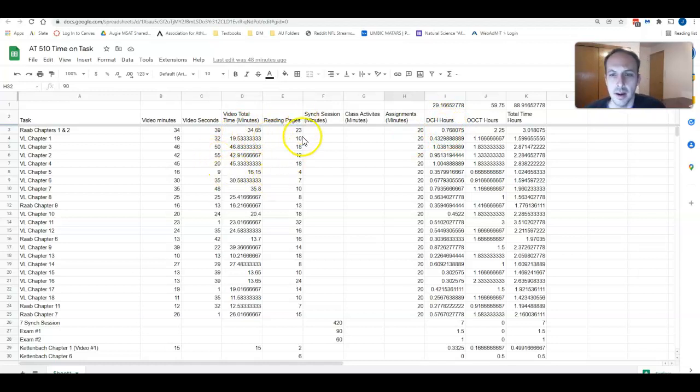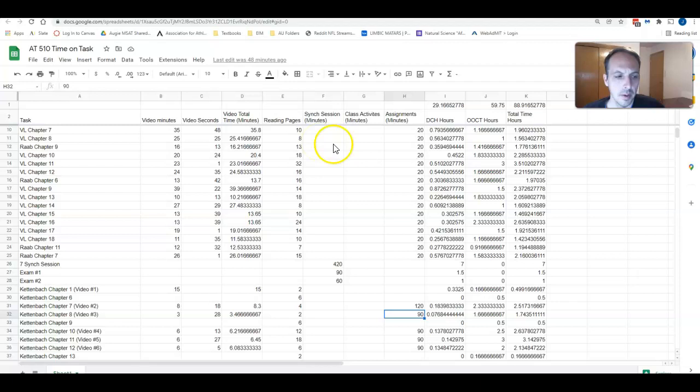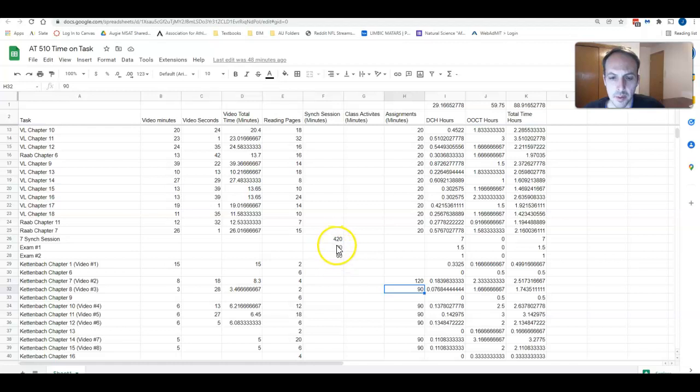So additional time there. Out of class time comes from the different components as far as assignments and reading. So this first one is about 23 pages. So I give you 2¼ hours for reading that, and then the assignment here, I give you 20 minutes for each flipped class assignment as well. We also have the 7 1-hour sync sessions. Exam number 1 is 90 questions, I give you a minute per question. Exam number 2 is 60 questions.